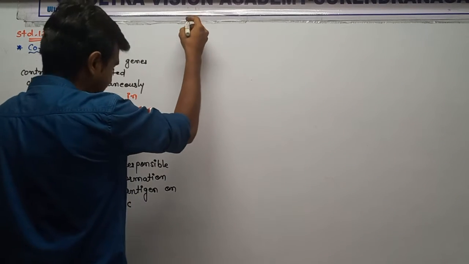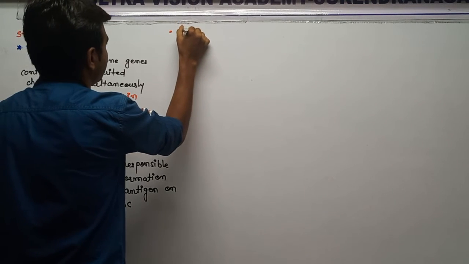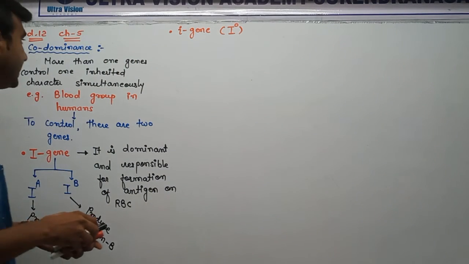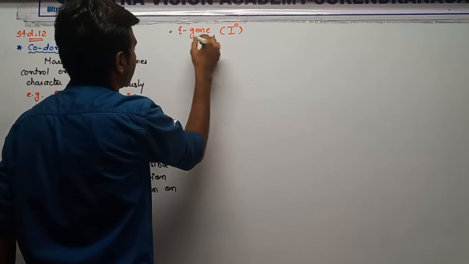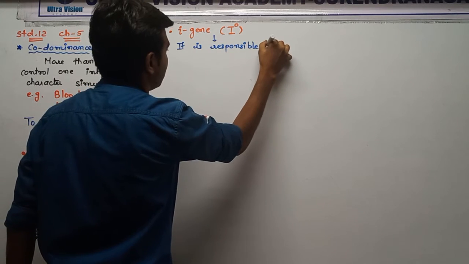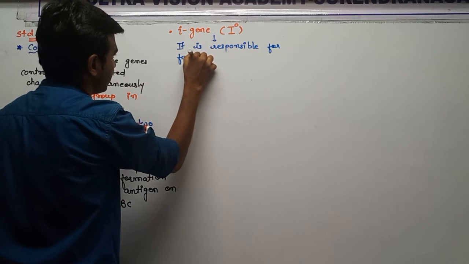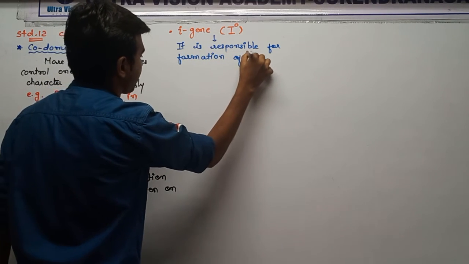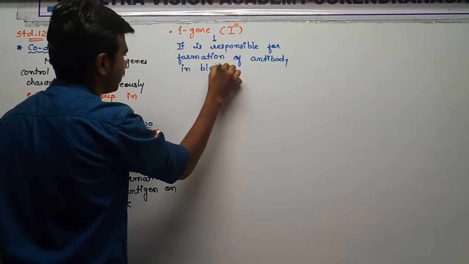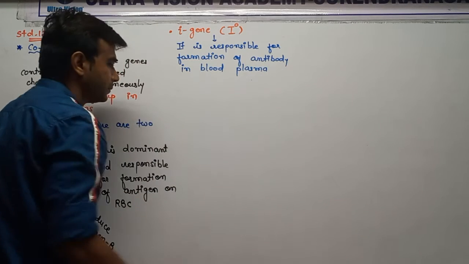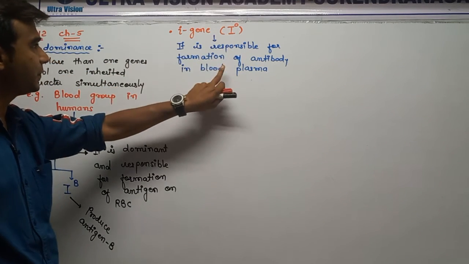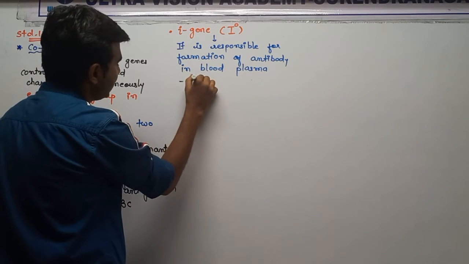The small i gene, or you say I0, is responsible for formation of the antibody in blood plasma, and we say that it is recessive.